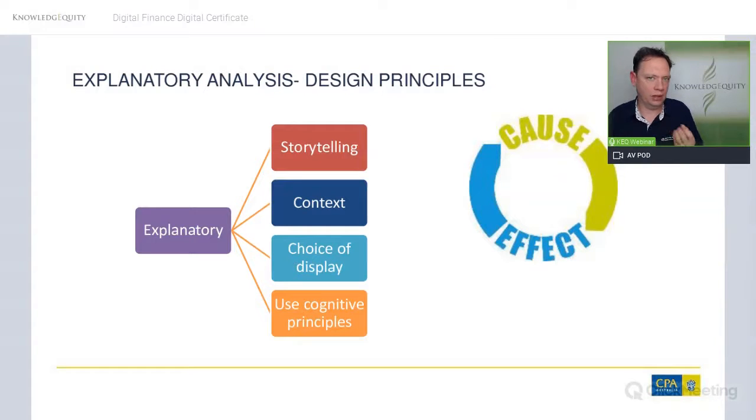So, a little bit of a quick recap about theory. We know we have exploratory and explanatory analysis in terms of design principles for good data visualization. Just looking at explanatory, we can consider storytelling, context, choice of display, and cognitive principles. With storytelling, think about it in terms of cause and effect. Taking the person that's reading the data visualization on a journey so that they understand the outcomes that you're trying to get to in terms of the data interpretation on the page.